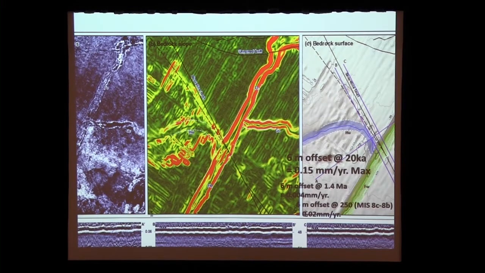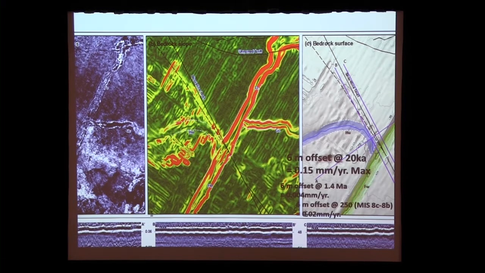But the talwegs on this thing is about 6 meters wide. So what we said is, okay, we could probably have up to 6 meters offset on this channel and not really be able to see it. So I don't believe the channel is offset, but if you wanted to look at this in some fashion, 6 meters of offset at 20,000 years would give us 0.15 millimeters per year as a max. I don't believe that. That isn't my preferred offset. My preferred offset is 0.